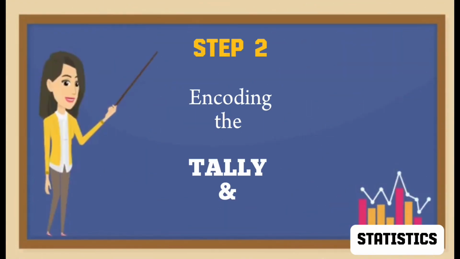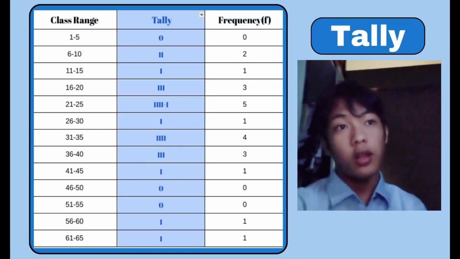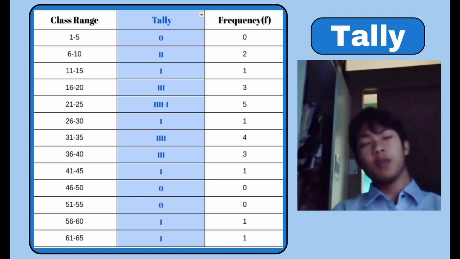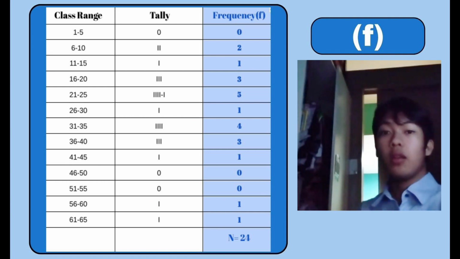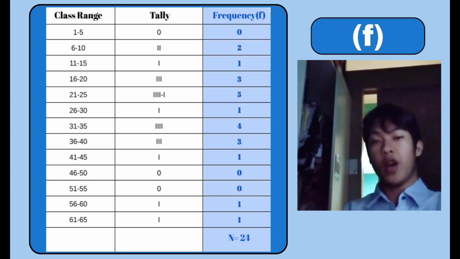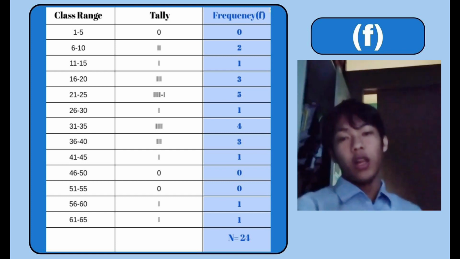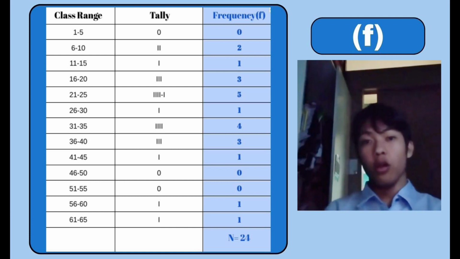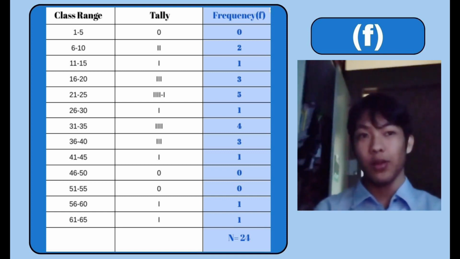Step 2. Encoding the tally and frequency. Now, we will use this tally result to determine the frequency of the data given by just transposing them. And these are the frequency results. We have 0, 0, 1, 1, 2, 2, 4, 5, 2, 3, and 1, 2.